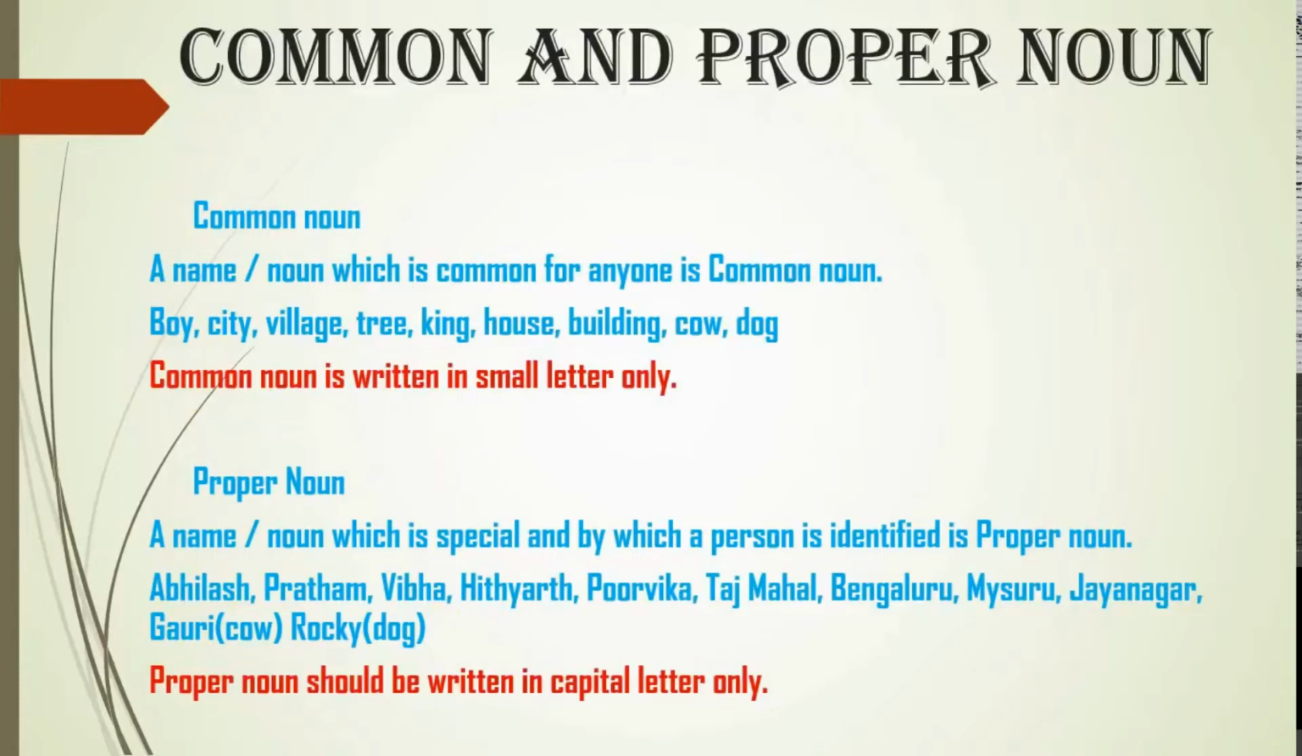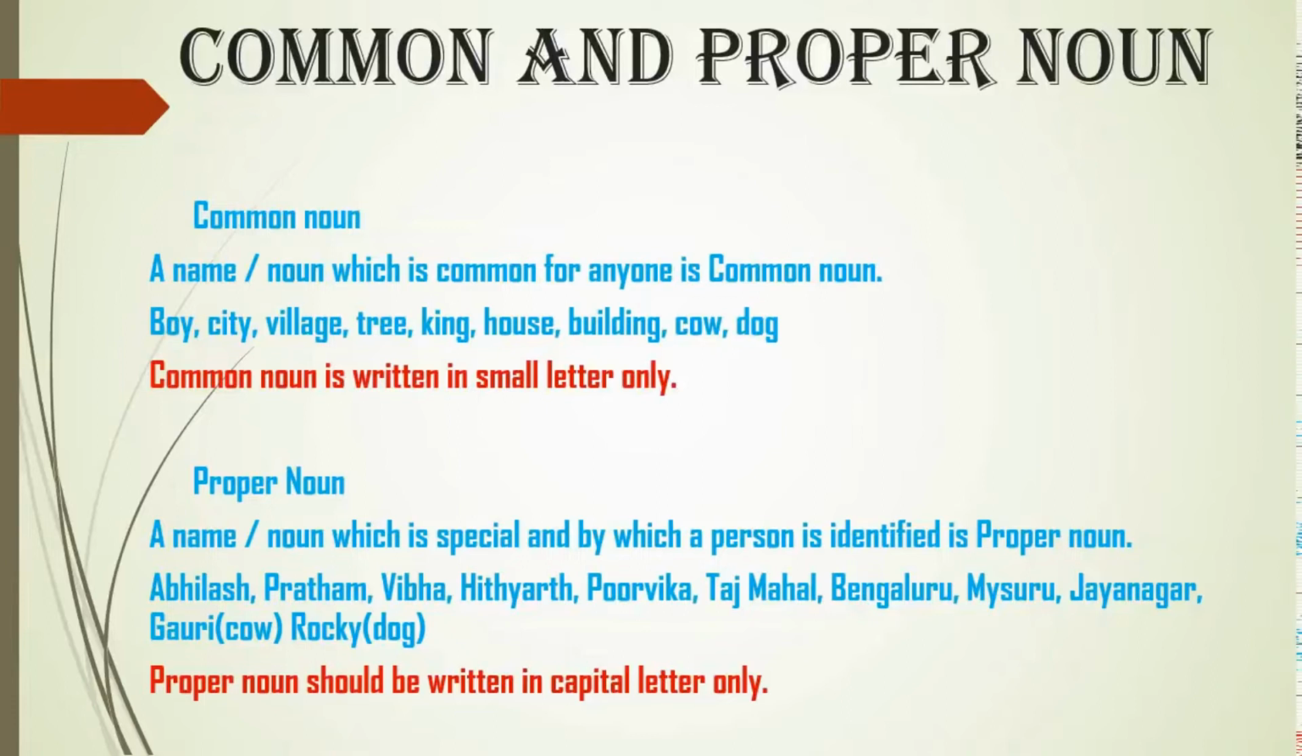Now let's have a look at common and proper noun. What is a common noun? A very common name which is given to anyone is a common noun. For example, boy, city, village, tree, king, house, building, cow, dog. And a common noun definitely must have a small letter. It should not be a capital letter. This you have to bear in mind.